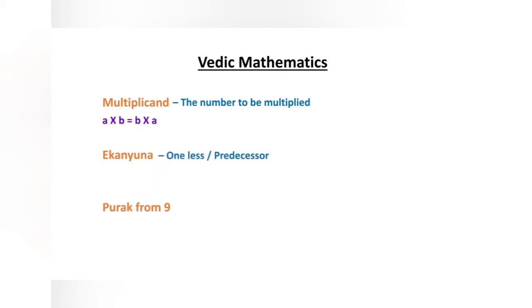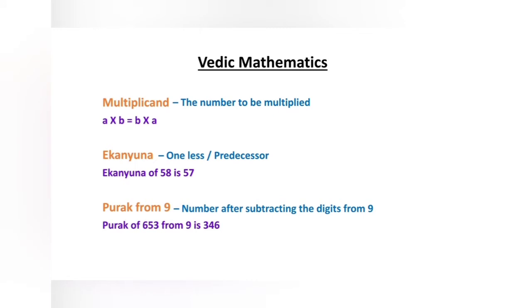Ekanyuna is Eka plus Nyuna, means 1 minus. In mathematical terms, we call it as predecessor. That is, Ekanyuna of 58 is 58 minus 1, that is 57. Puraka of 9 is the number we are going to get after deducting all the digits from 9. The Puraka of 653 from 9 is 346. This is we are going to get deducting all the digits of 653 from 9, like 9 minus 6, 9 minus 5 and 9 minus 3.